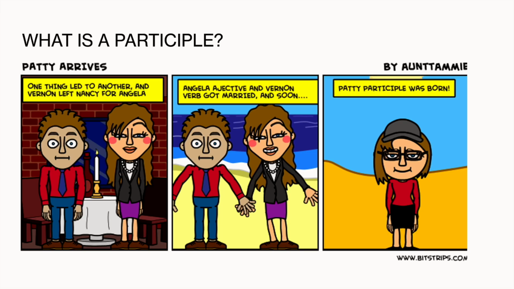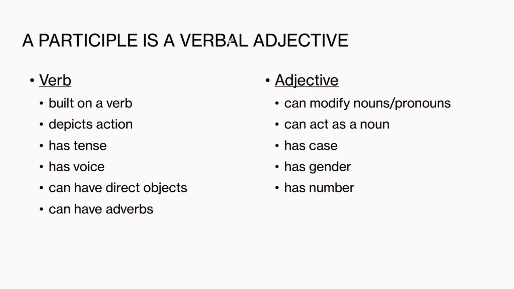So what is a participle? And this little funny kind of explains to us how we get participles. Angela, adjective, and Vernon, verb, got married. And when they got together, they had a kid who was named Patty, participle. So the verb and the adjective got together to create a participle. A participle is a verbal adjective that has characteristics of a verb.